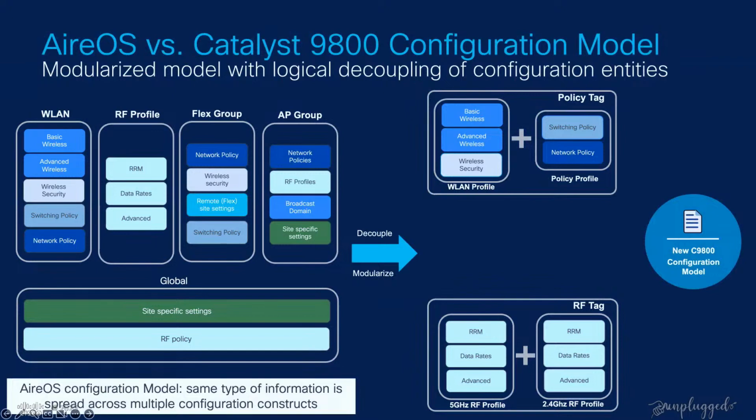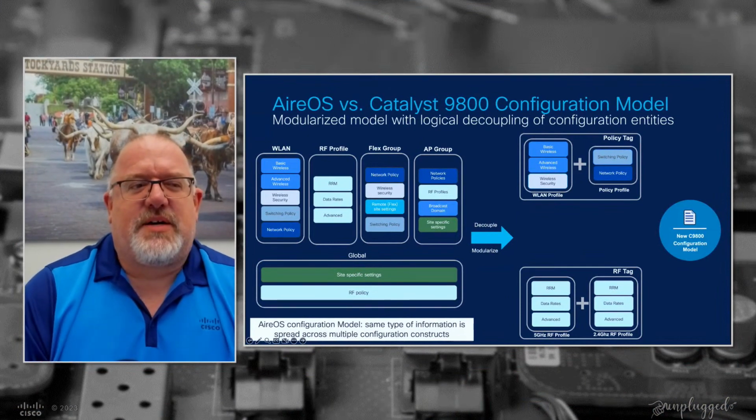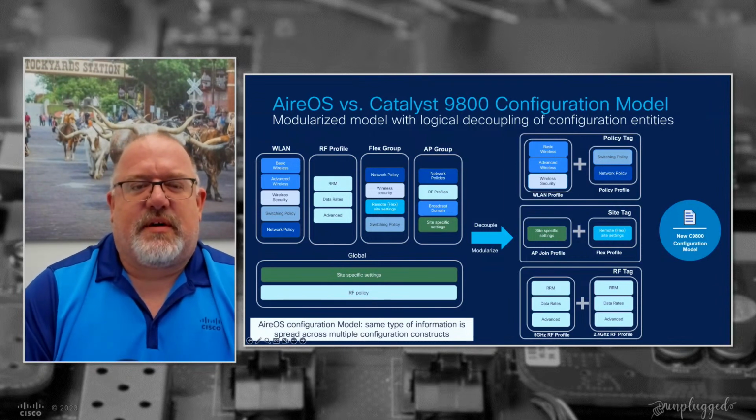But I point these two out for a specific reason. If you look at our WLAN, we're already setting network policy, and we're setting switching policy, and we're doing security. We're also doing that in flex groups. So which one overwrites the other? Then you look at AP groups, similar concept. We have those policy pieces of it. We're adding our RF profiles. So then we have some of the site-specific settings. So again, we have a lot of duplication. So we don't really have those concepts in there.